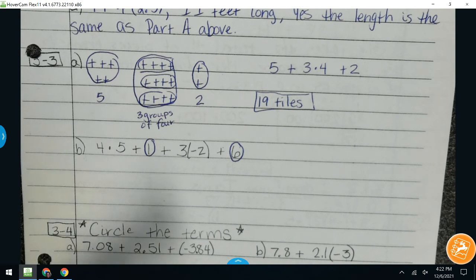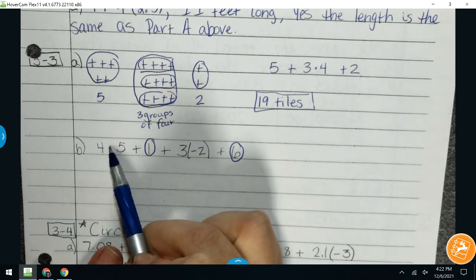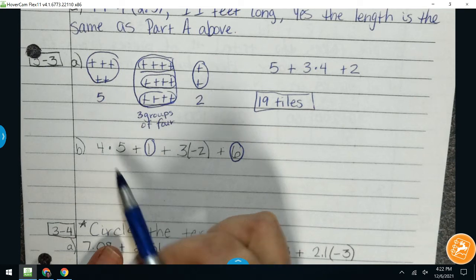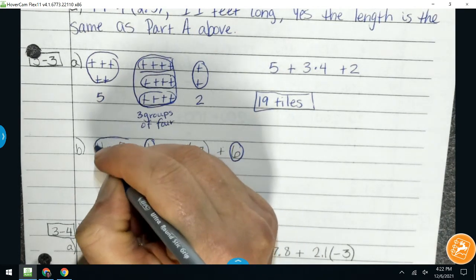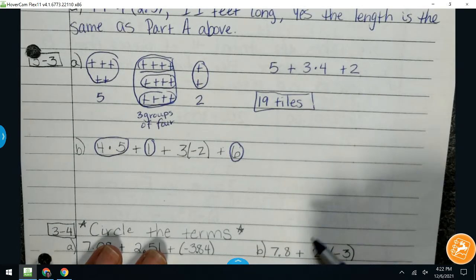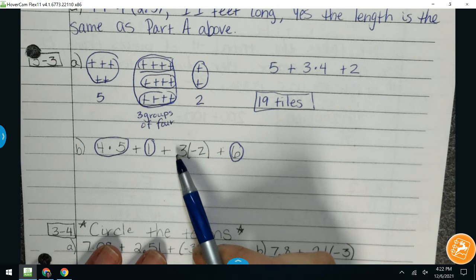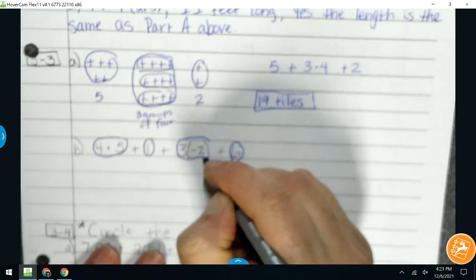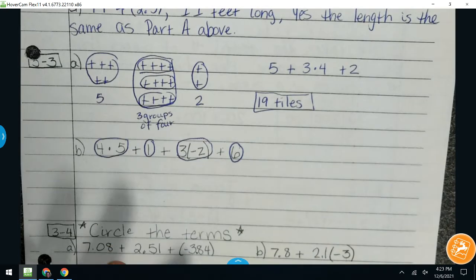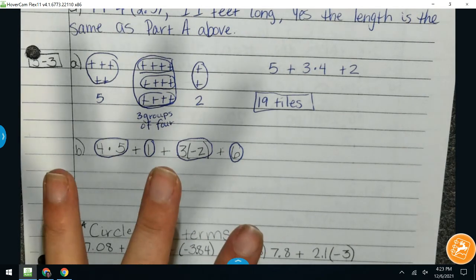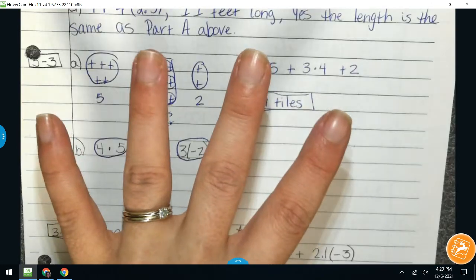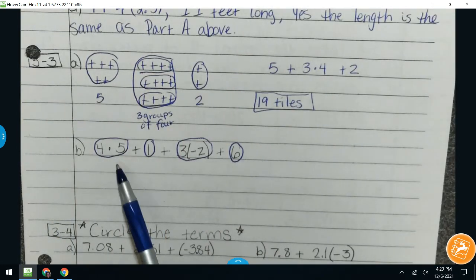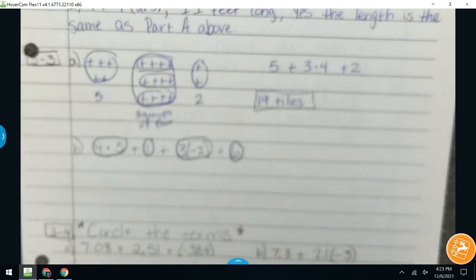Now, it also said products of numbers where it's multiplication. So I absolutely see 4 groups of 5 right here. So that would be a multiplication problem. And I also have 3 groups of the opposite of 2. So in this case, this particular expression has 4 terms. So I have 1, 2, 3, and 4.